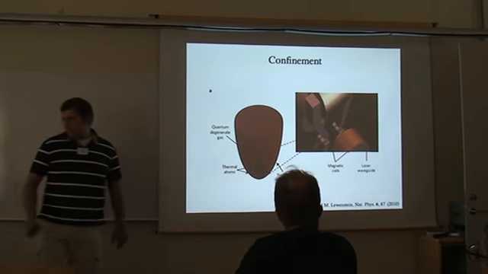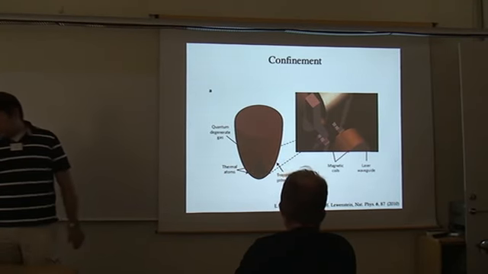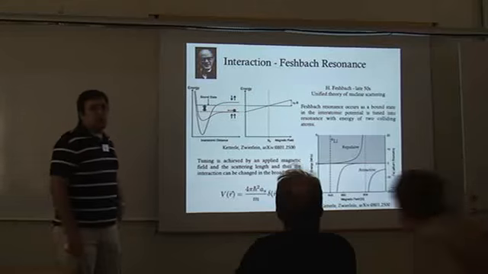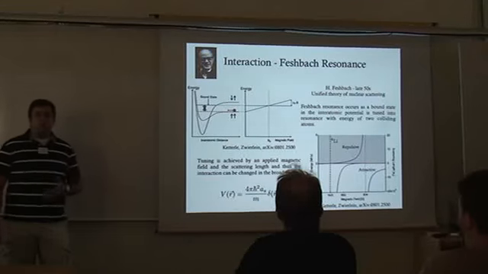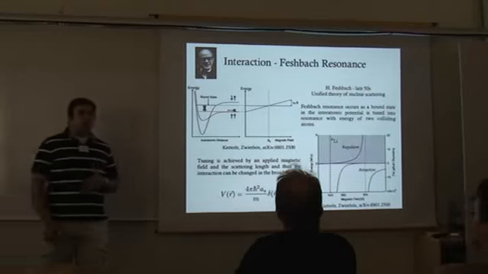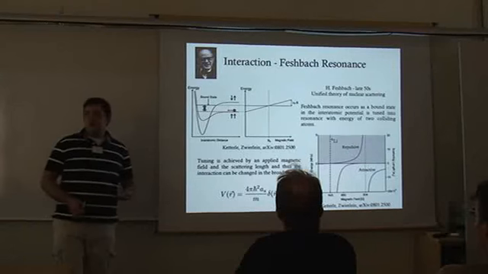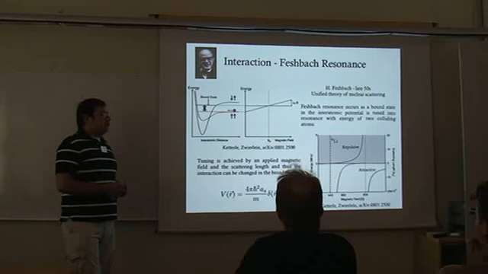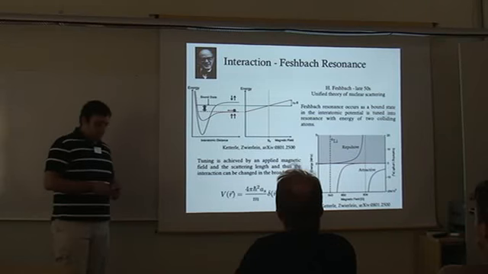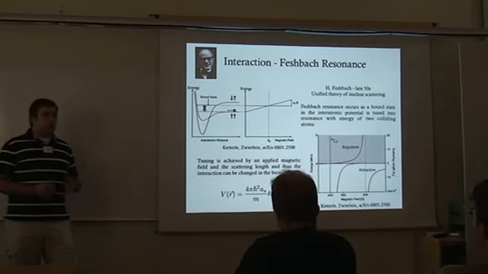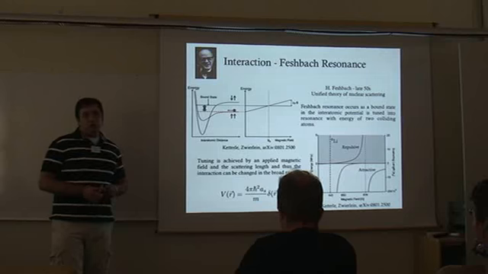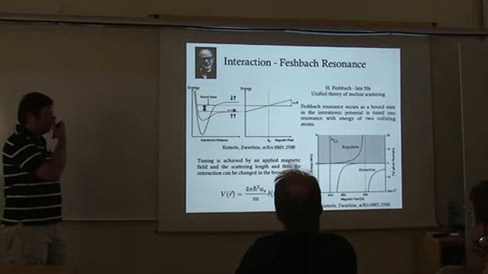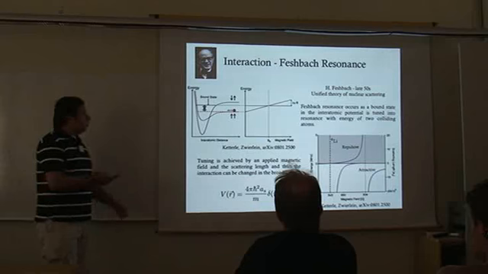down to nanokelvins. Another important aspect is interactions and the possibility to tune the interactions in a broad range from negative to positive effective interactions, which is done via the so-called Feshbach resonance, which was introduced by Hermann Feshbach when he was studying nuclear reactions.